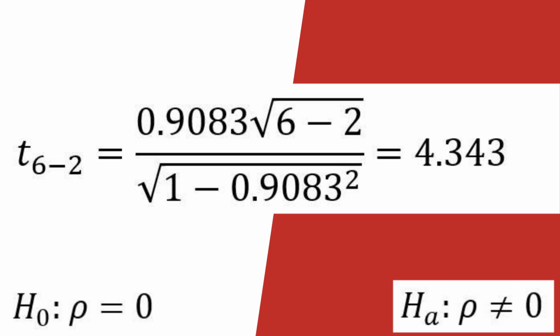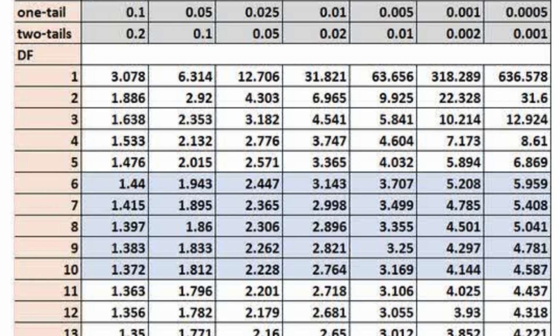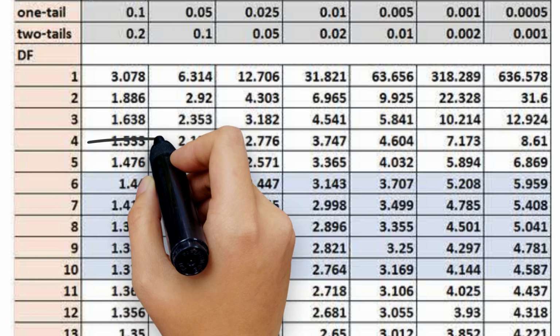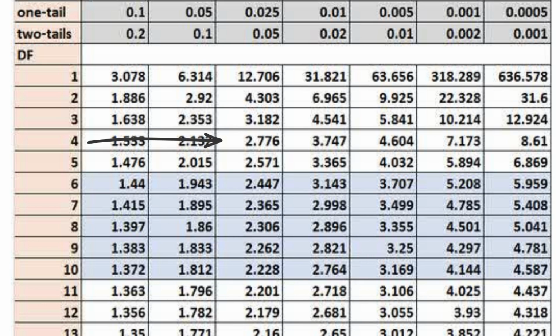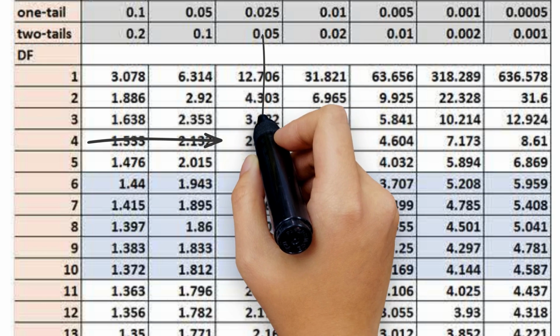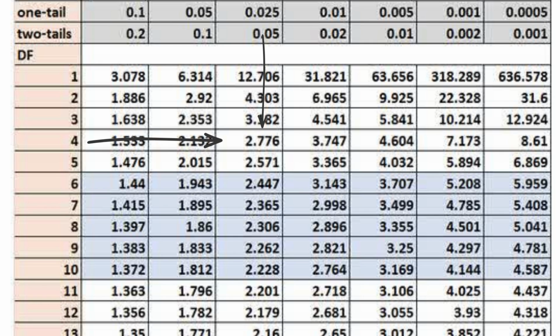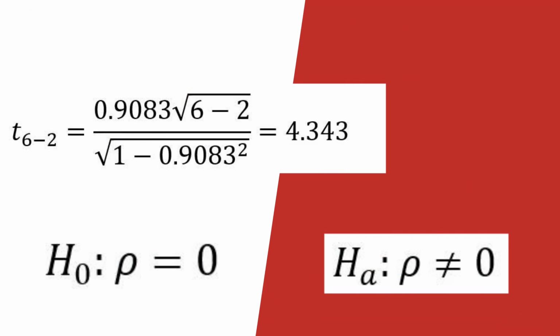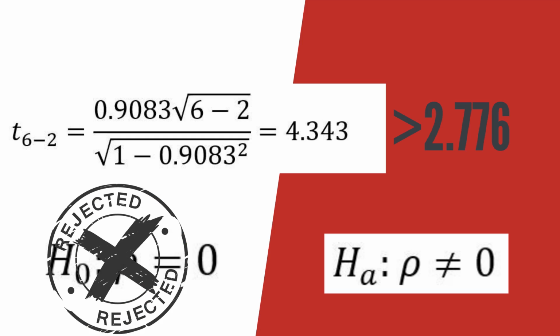To find the rejection points, we look at the table of critical values of the t-distribution for a two-tailed test with n-2, or 4 degrees of freedom, and at the 0.05 level of significance. We find the rejection regions of greater than 2.776 or less than negative 2.776. Since the calculated value of 4.343 is greater than the rejection point of 2.776, we reject the null hypothesis that the population correlation is equal to 0.